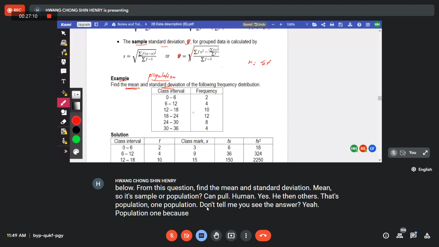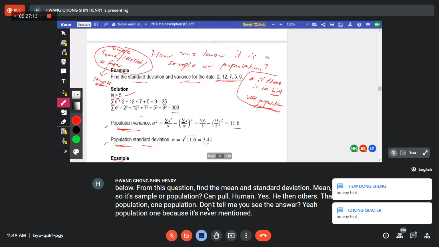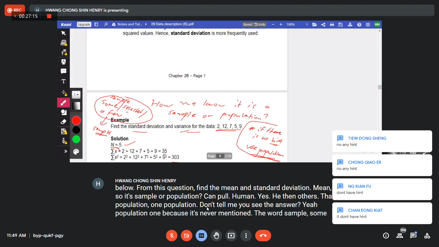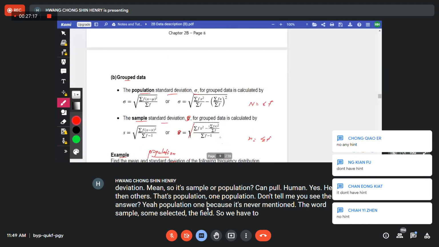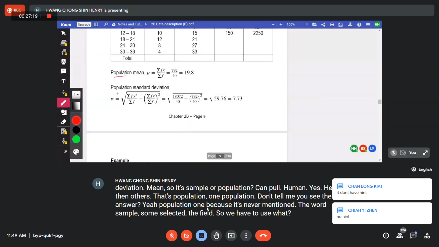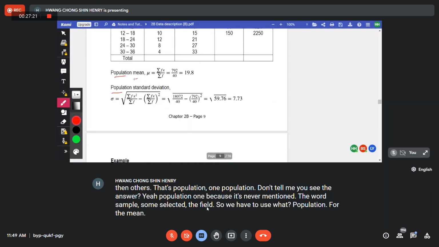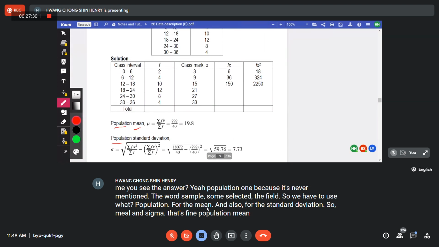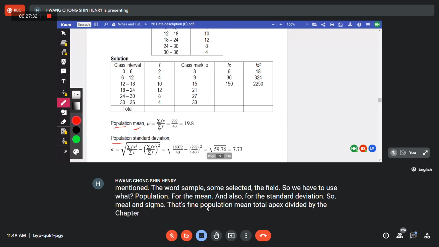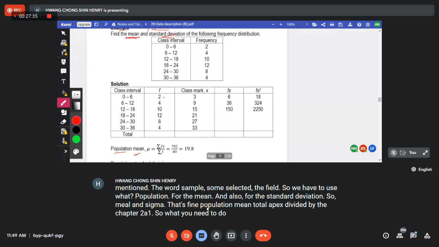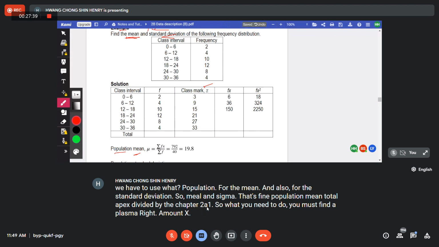Population, why? Because it's never mentioned the word sample, some selected, a few. So we have to use what? Population, for the mean and also for the standard deviation. So mu and sigma. Let's find the population mean. Total fx divided by total f, chapter 2a, everyone. So what you need to do, you must find the class mark, the right amount x. Anyone forgot about this? How to find class mark?